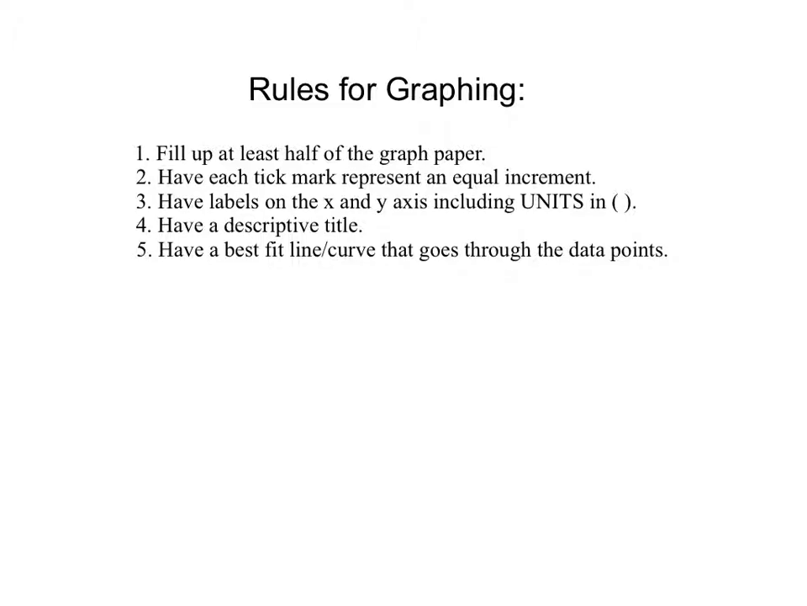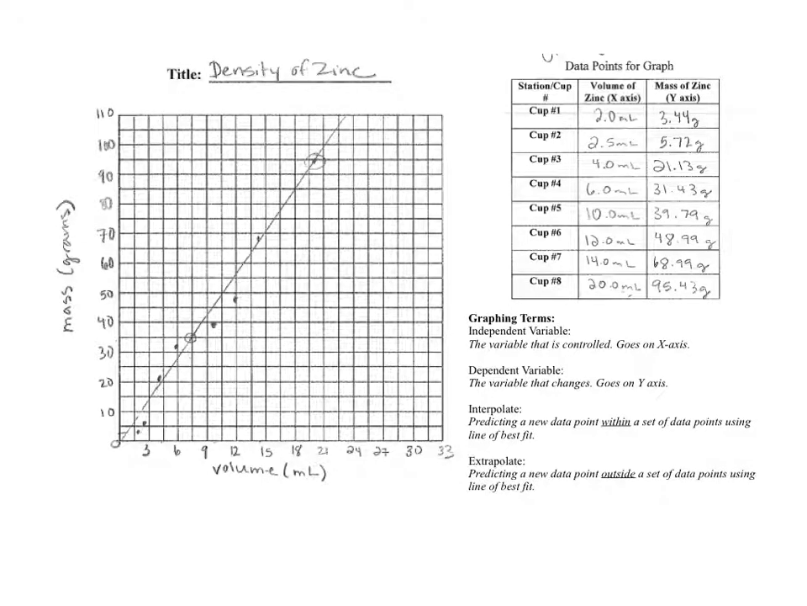So in class, we went through and everyone collected some data points. So I grabbed some data from the website. So I've got 8 cups here, and I'm looking at the table over here. So I've got my 8 cups. I've got a volume of zinc, and I have a mass of zinc. So we're looking at density here because we have mass and volume.